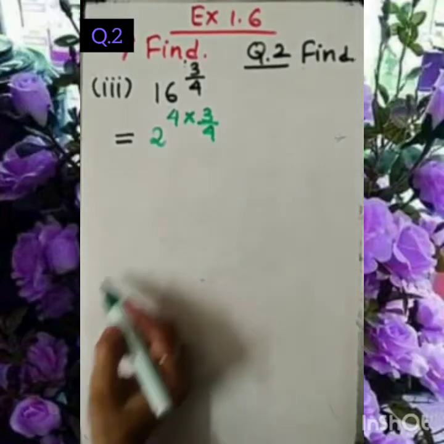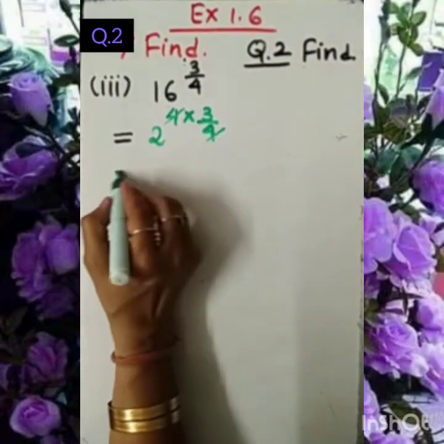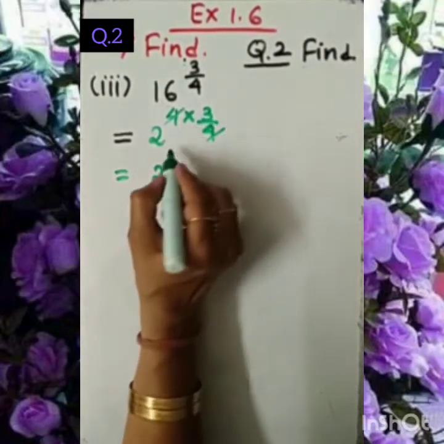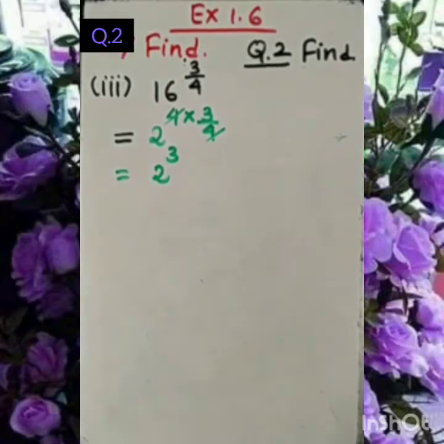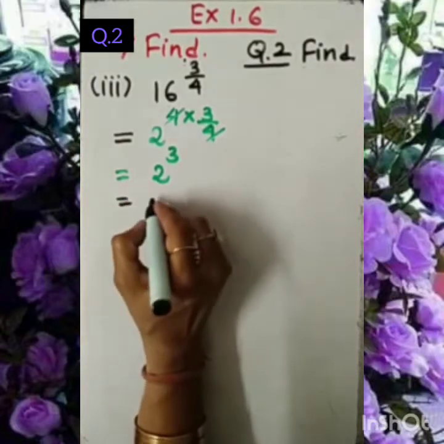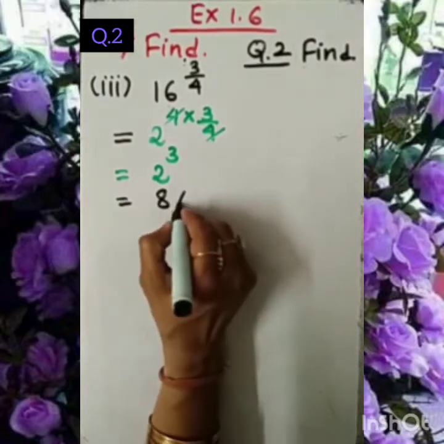Clear? Now 4 and 4 cancel. So 2 to the power 3 here. 2 to the power 3 indicates 2 into 2 into 2. We know that 2 into 2 into 2 means the answer is 8.